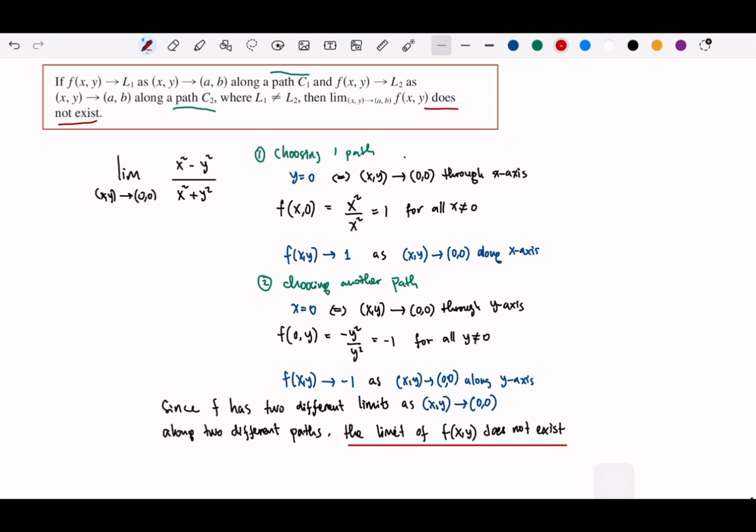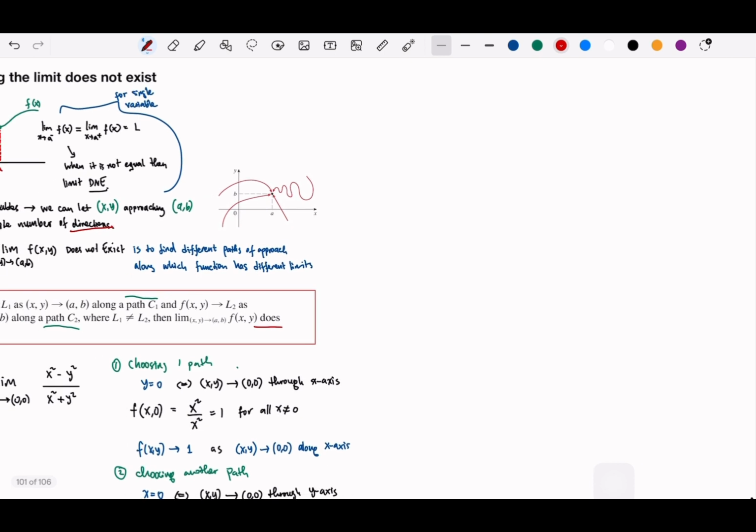And of course, when we say there are many ways to approach certain points, those ways must be in the same domain as the function itself. For example, here the denominator should not be equal to 0. That's for sure. And then let me go for one more example.